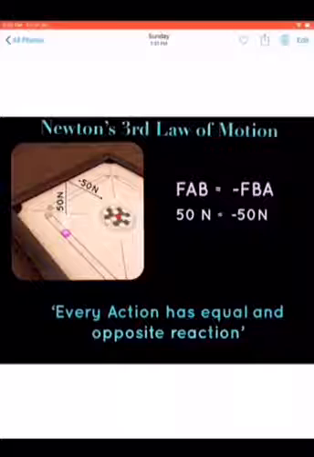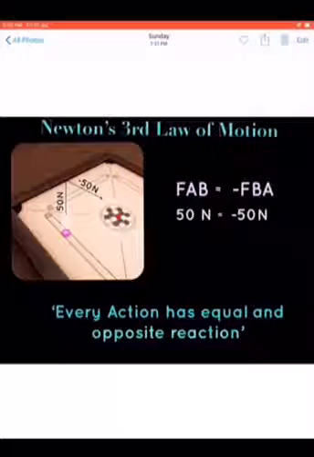What does this mean? Here I've taken an example of a carom board. Here two objects are striker and the wall. So say I hit the striker with 50 newtons. What does it happen? It comes back with the same magnitude, 50 newtons. But what might be the direction?